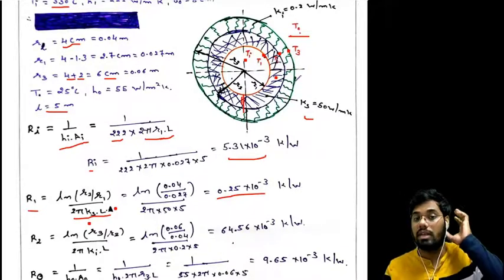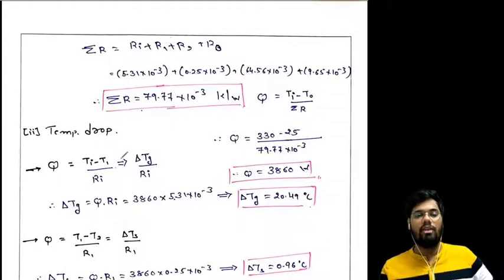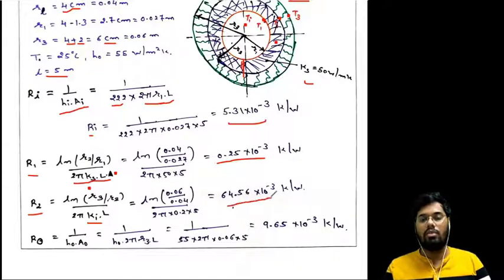So there would be a conductive resistance. Let's take it as R2. So the equation would be ln(R3/R2), because the heat will flow up to R3 from R2. So ln(R3/R2) upon 2 pi K, the conductivity of insulation, into L. We know the values of R3, R2, Ki and L, so by putting all these values, we can easily find out the value of R2.